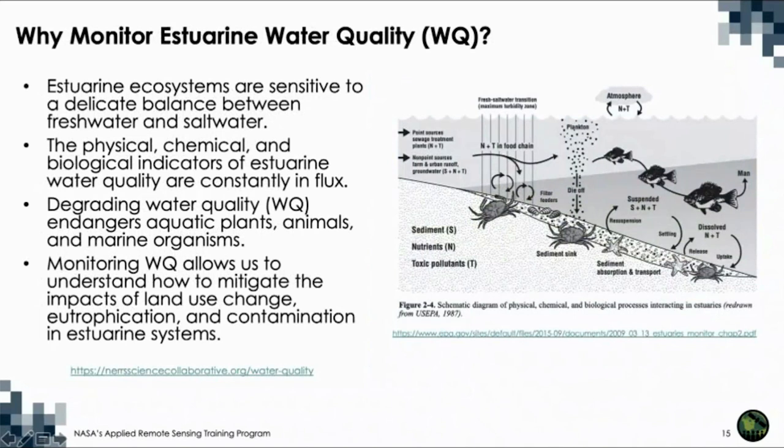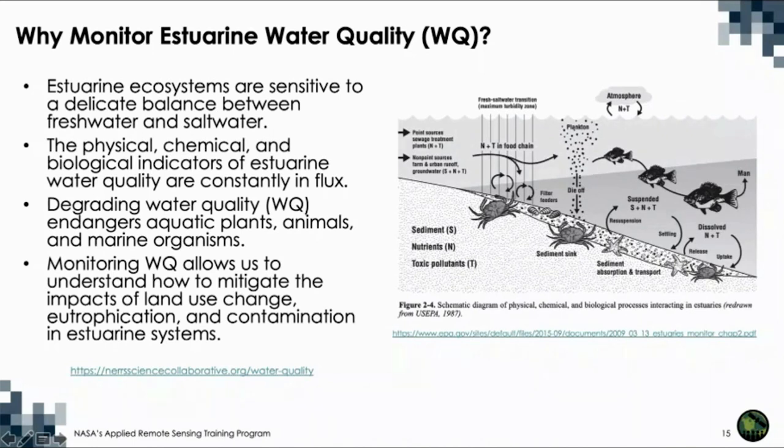So why monitor estuarine water quality? We just saw that a variety of ecosystems are supported by estuaries and also coastal waters. Estuarine ecosystems are particularly sensitive to a delicate balance between fresh water and salt water. The physical, chemical, and biological indicators of estuarine water quality are constantly in flux because of the mixing of fresh water from the land with the saline water of the coastal regions. Degrading water quality endangers aquatic plants, animals, and marine organisms.